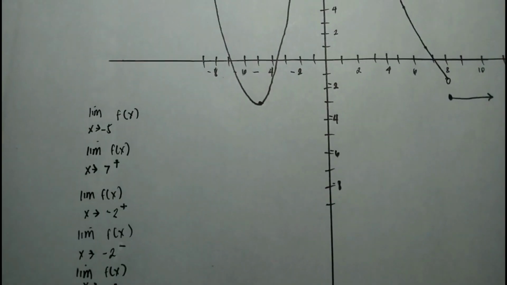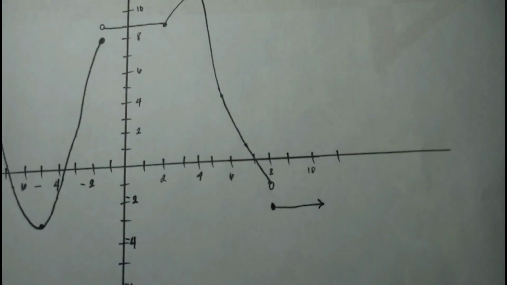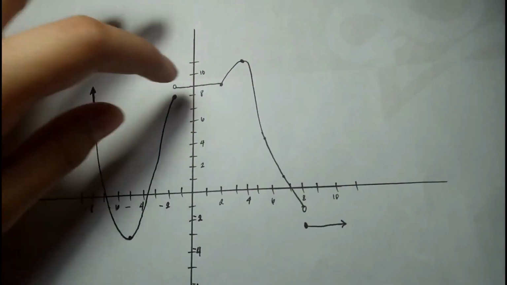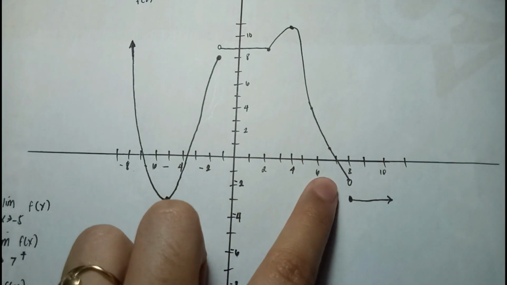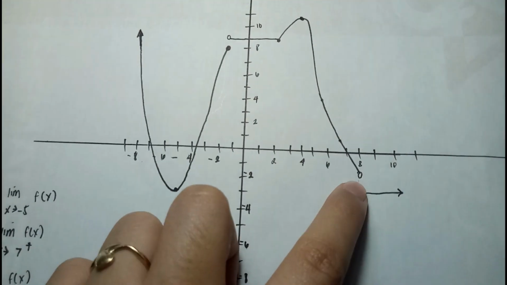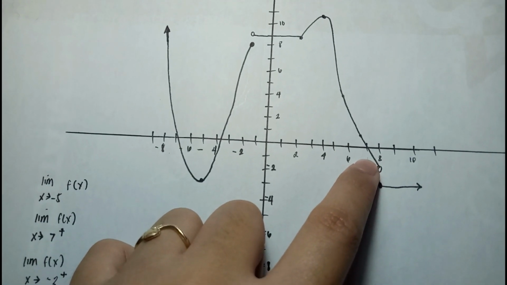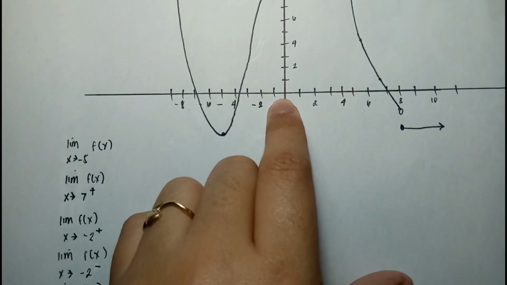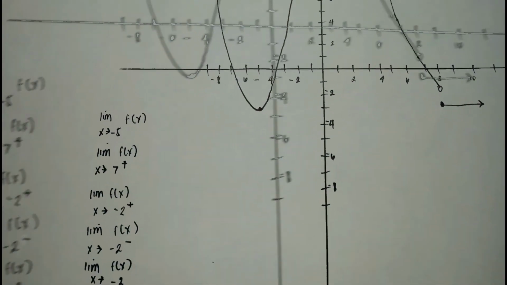Next example is the limit of f of x as x approaches 7 on the right side. So you can see we will be focusing on this graph, and this is the 7 on the x-axis, and on the right side, as it approaches 7, the y-axis is equal to 0. So the limit of f of x as x approaches 7 on the right side is 0.